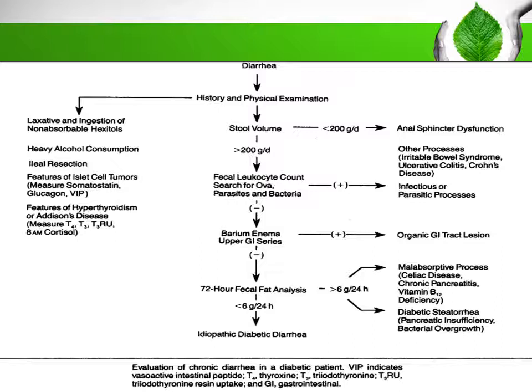And for analysis of fecal fat, we also have two situations. If it is under 6 grams per day, it can be idiopathic diabetic diarrhea, which means autonomic neuropathy. And if it is more than 6 grams per day, we can find malabsorption processes like celiac disease and vitamin B12 deficiency, and we can find diabetic steatorrhea secondary to pancreatic insufficiency and bacterial overgrowth.